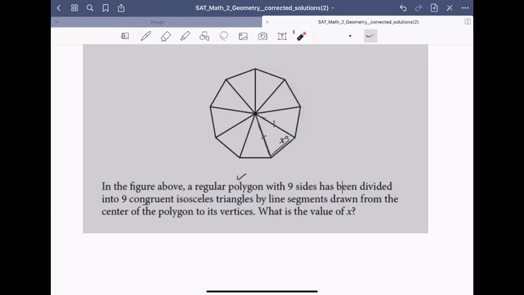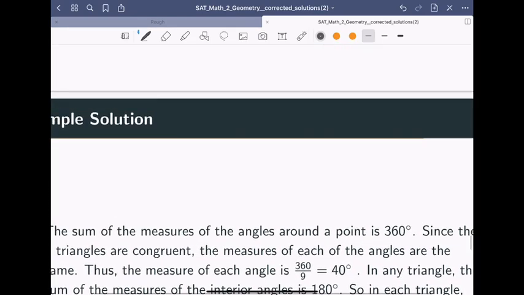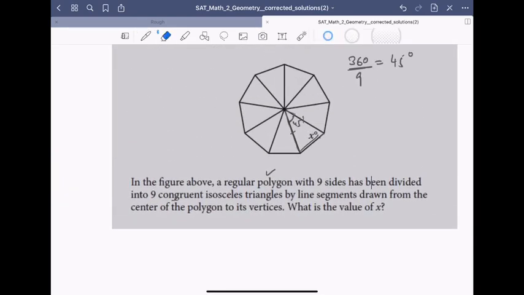So what is the value of x? What is this angle, they ask us. So we see, because the angle about some point is always 360, and it is divided into 9 equal parts, the measure of one of these angles is just 45 degrees here. No, this is 40 degrees. I'm sorry, it's 40 degrees. Okay, so this is going to be 40 degrees, and because this triangle is an isosceles triangle, this angle also will be x degrees.